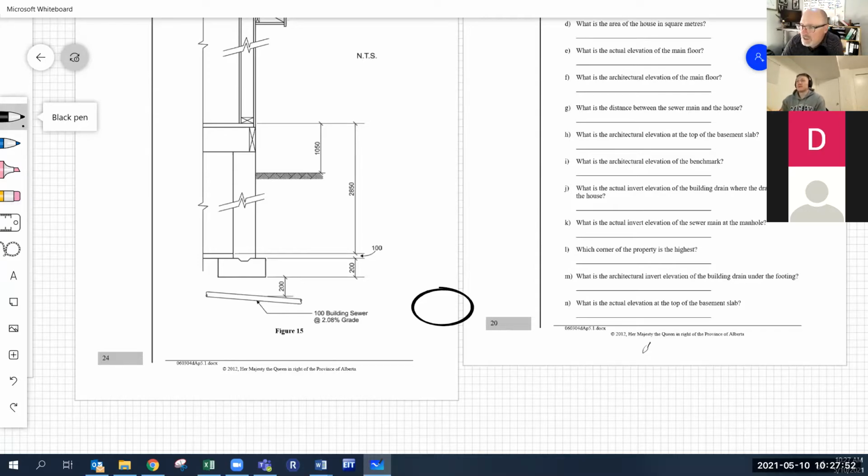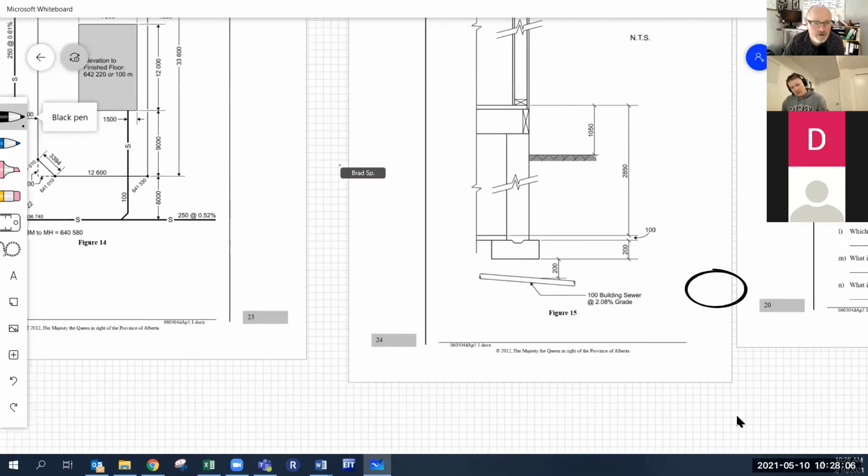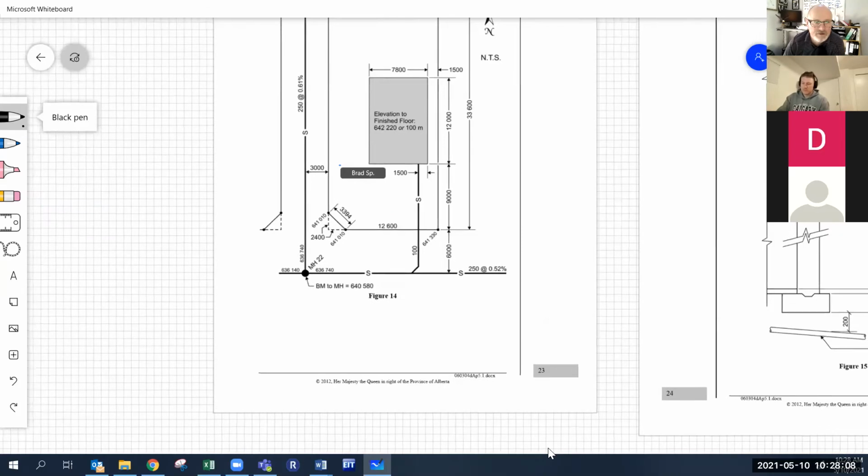Okay, the next question is: is the main floor higher or lower than the highest point on the lot? That's all you have to say, higher or lower. Higher. It's higher. You bet it is. This is the highest point on the lot, right? 642,220. That's the highest point on the entire lot. So the main floor is the highest point. And you know what? For most houses, it usually is, because if it isn't, you may have some water issues.